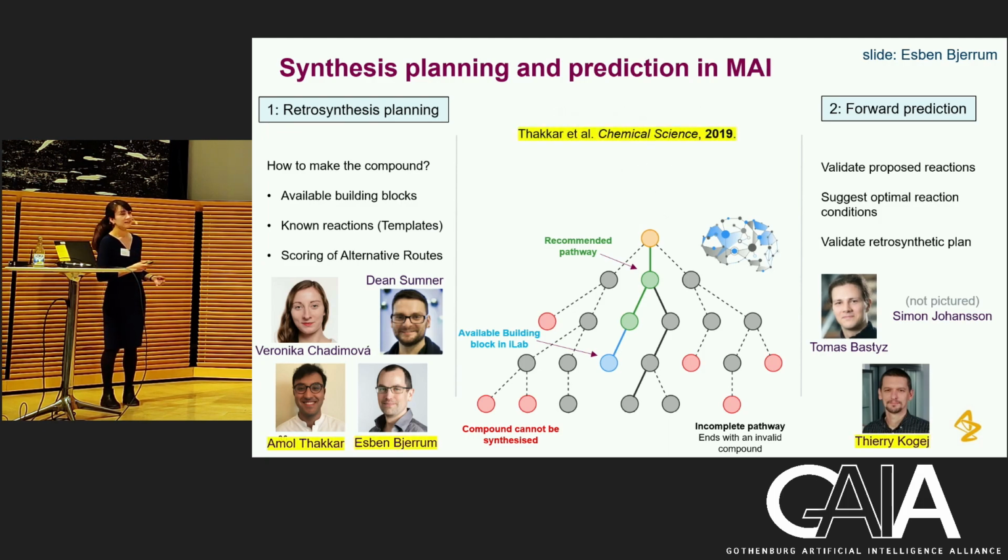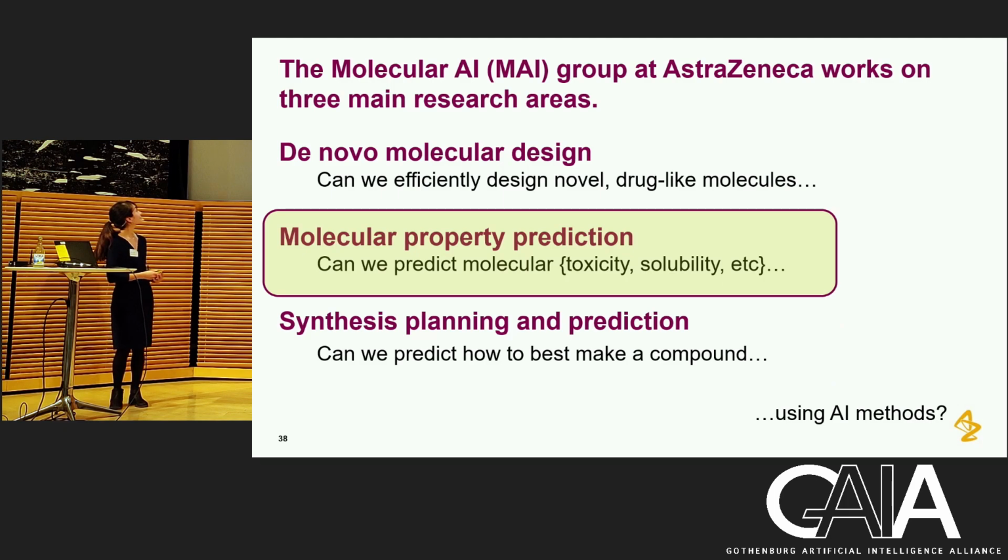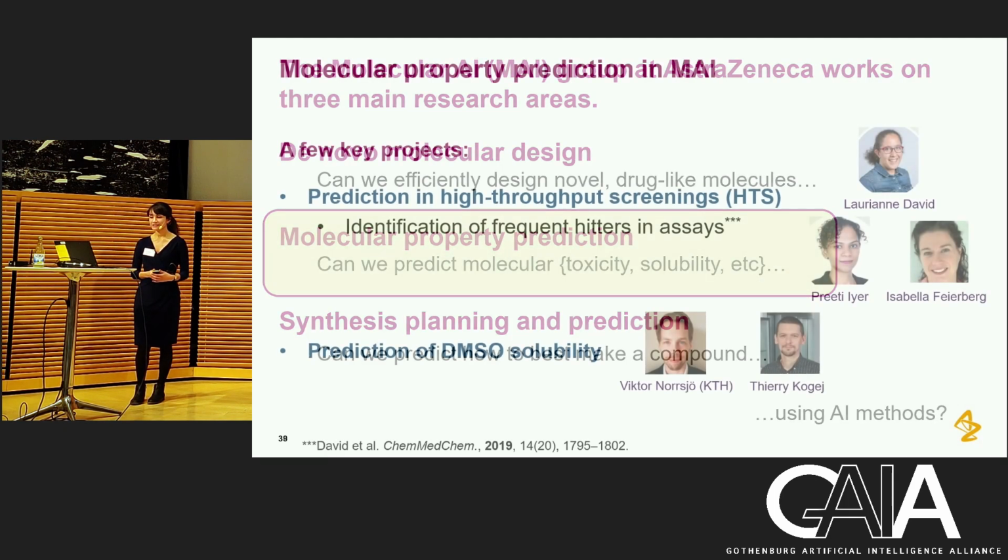And I just wanted to highlight some of the work that Amol published, I think exactly 1 month ago, in Chemical Science. So if you're interested to learn more about how we use AI in retrosynthesis planning, I recommend you read his paper. And now, moving on to molecular property prediction.